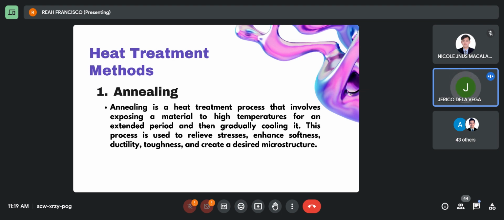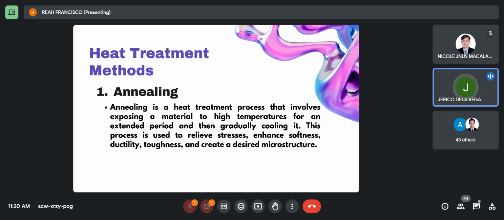So, annealing is a heat treatment process used to alter the properties of material, typically metal, by heating it to a specific temperature and then slowly cooling it. The primary objective of annealing here is to relieve internal stresses, increase softness, enhance ductility, and create a specific microstructure within the material. The annealing process typically involves the following steps. The first one is heating. The material is heated to a specific temperature, which is often above the upper critical temperature. This temperature varies depending on the type of material and composition.